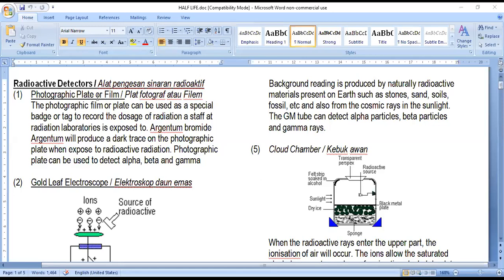The first one we call the photographic plate. Photographic plate basically uses a film. If you remember cameras before digital cameras, we had film to take photos. That film is what we're talking about. The film can be used to detect radioactive radiation. This film is coated with a chemical, silver bromide. When the radiation hits the film, it becomes darkened. The darker the film, the stronger the radiation.